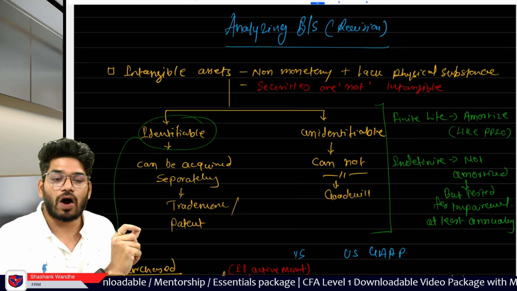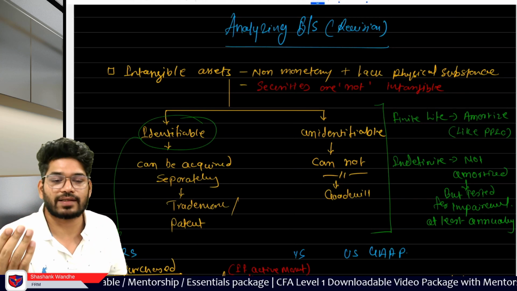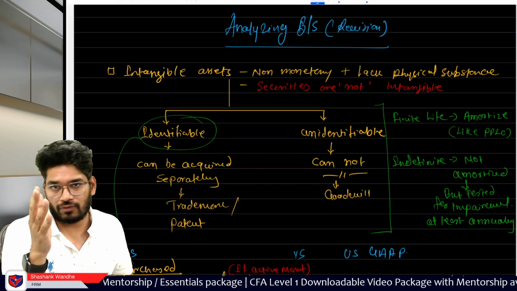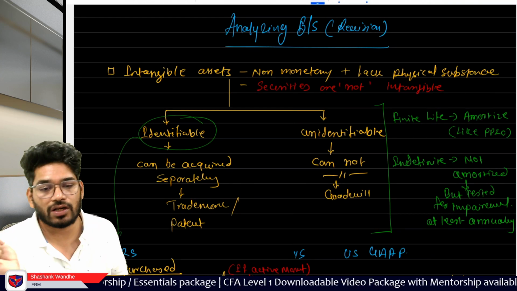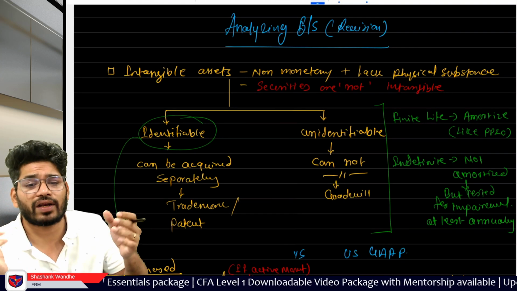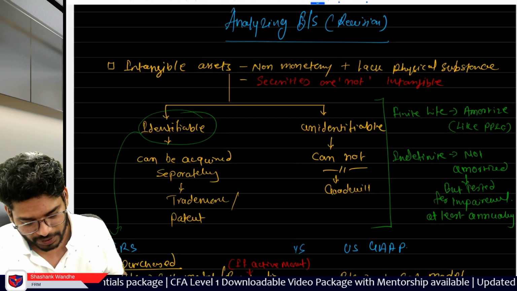So securities are not intangible assets. This means the securities are tangible assets. And why? Because intangible assets cover the non-monetary. So there are two properties for an intangible asset: non-monetary and lacks physical substance.